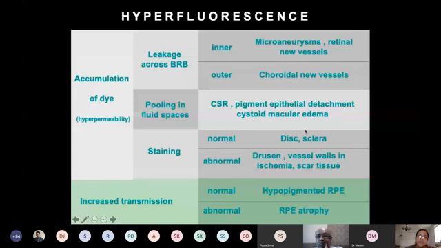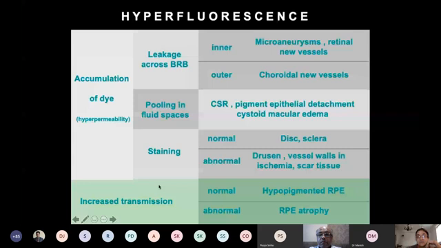When we talk of staining, as I mentioned, there are certain structures which can autofluoresce, like the disc or the sclera. You also have certain abnormal structures like drusen, sometimes scar tissue or vessel walls, which can also undergo staining. So one needs to be aware of these structures which can show hyperfluorescence, and we must know how to differentiate this kind of staining from actual leakage. The other thing which can cause hyperfluorescence is increased transmission. This is basically what is termed a window defect, when you have loss of the RPE cells.